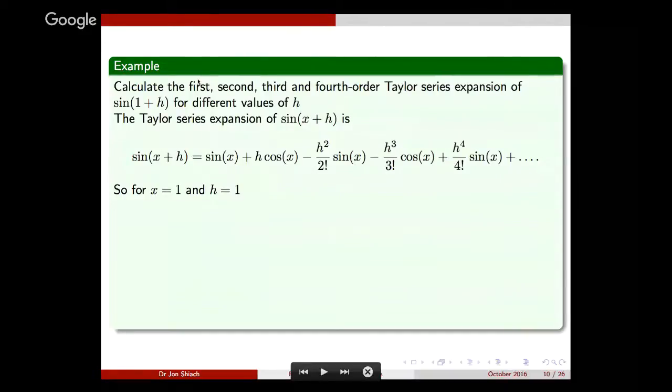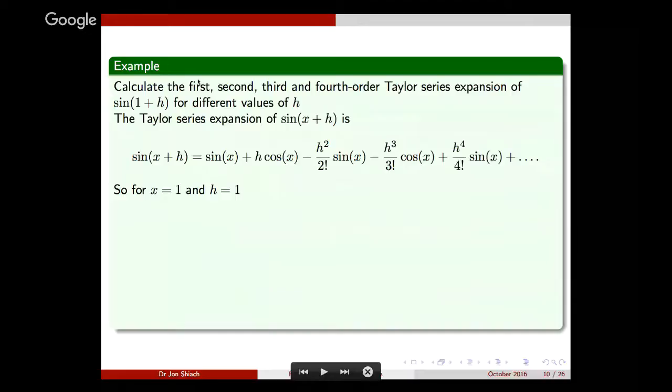Okay, so I've got an example here. I'm going to use the Taylor series just to approximate a function, and the function is sine of x plus h. So in the Taylor series, I have u of x, which in this case is sine x, plus h times the first order derivative. The derivative of sine is cosine, plus h squared over 2 factorial times the second order derivative, so the derivative of cosine is minus sine, etc. So that's a Taylor series expansion of sine of x plus h.